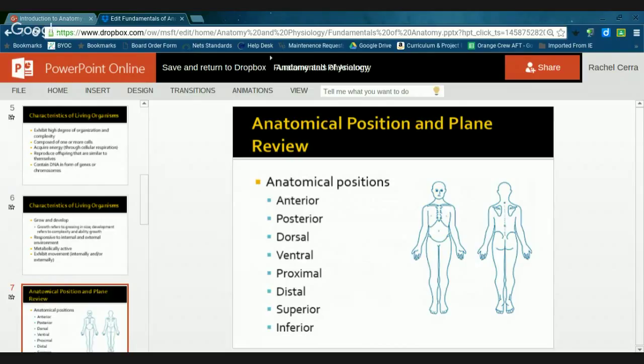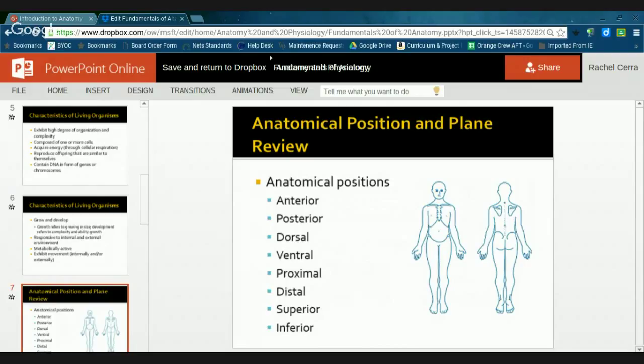Proximal and distal are referencing how close you are to the torso of your body. If your body part is closer to your torso, we say that it is more proximal. If it's further away, we say it's distal, which should make sense, I think. So your elbow is more proximal than your hand. Your foot is more distal than your knee.